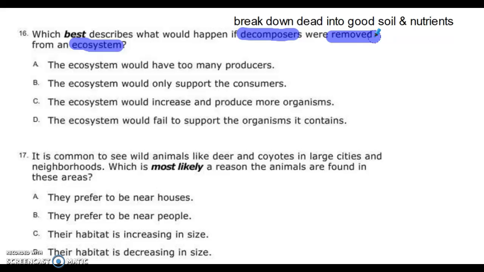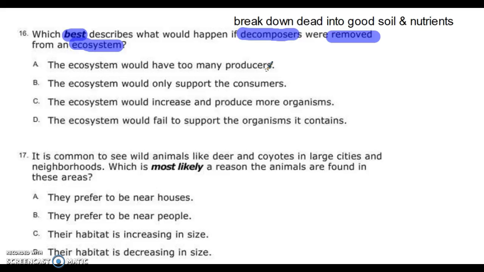Tillery. Best. When I see this, you know that there's probably more than one good answer. So let's look at our 4 answers about what would best describe what would happen if we took the things that break down dead things out of an area. The ecosystem would have too many producers. What would I remove from an ecosystem that would increase producers?